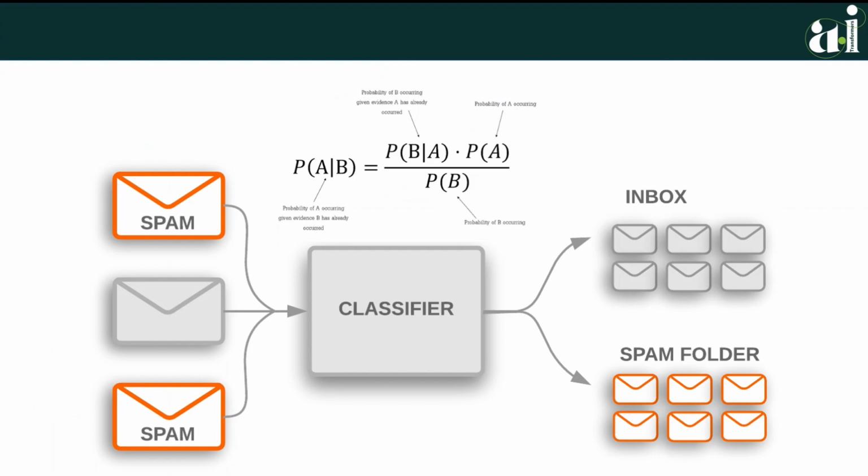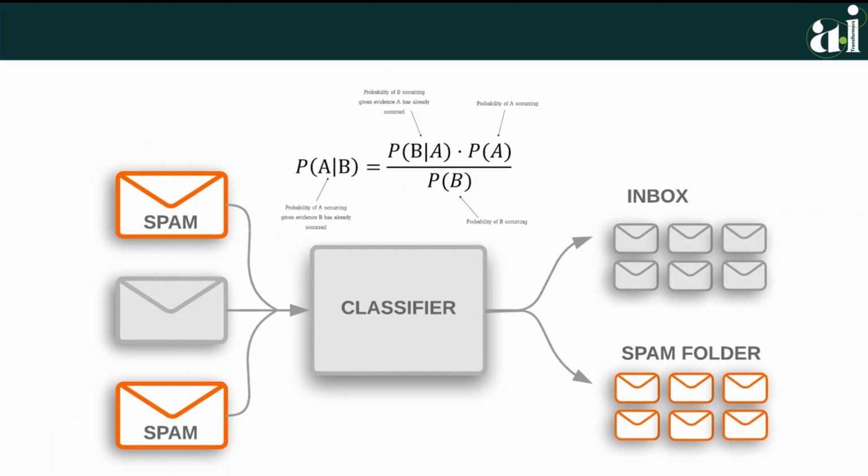Now, why is it called naive? Because it assumes that all words in the email are independent of each other, which isn't true in real life. Context matters. It's still a good approximation for many text-based tasks. And because of its simplicity, naive Bayes is extremely fast and computationally efficient.